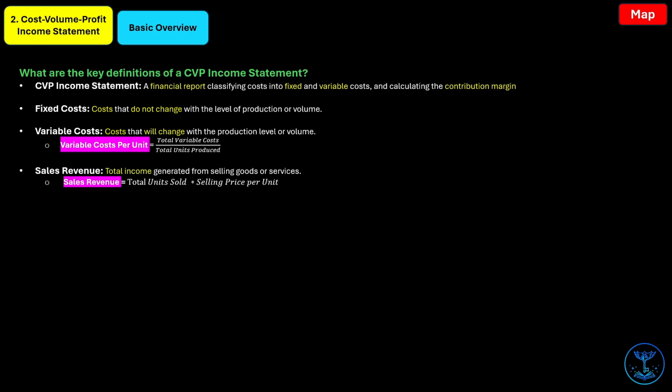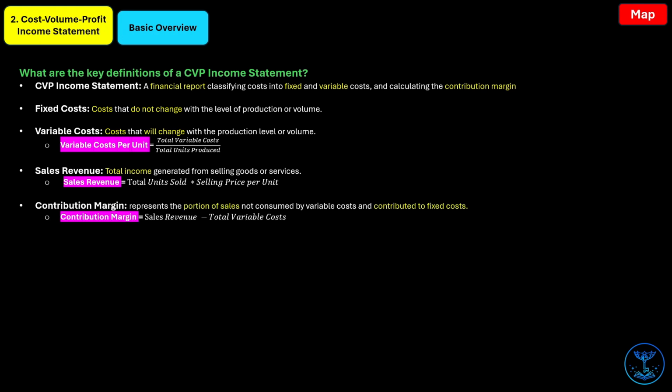Next, we have the sales revenue. This is the total income generated from selling goods or services. Sales revenue can be calculated by the total units sold times your selling price per unit. Next, we have the contribution margin. This represents the portion of sales not consumed by variable costs and contributed to fixed costs. Contribution margin equals sales revenue minus total variable cost.